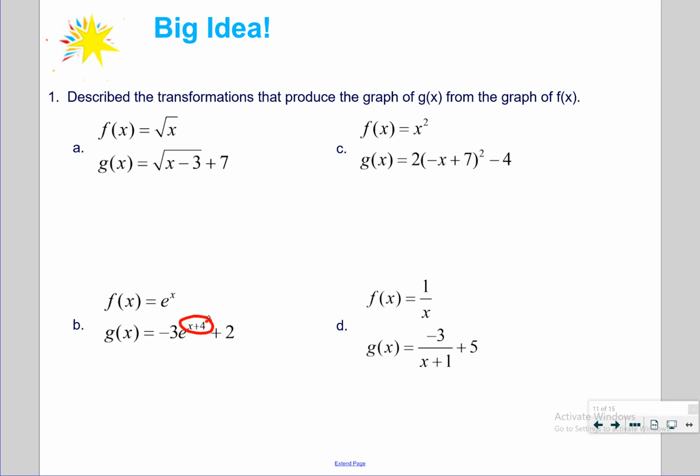So like that +4 up there is a +4 inside the function. So that would move it left 4. Everything else is as normal. The 3 would be a vertical stretch, the negative reflection over the x-axis, the +2 up 2.